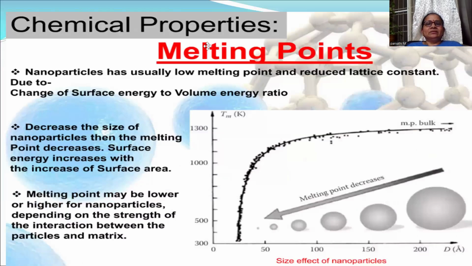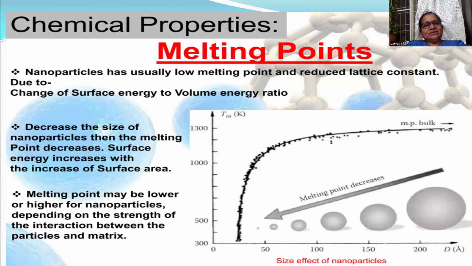Now let us see melting point, under chemical properties. Nanoparticles usually have low melting points and a reduced lattice constant because they are very tiny. So the melting point is very low compared to bulk scale materials. The lattice constant also changes due to the change in surface energy to volume energy ratio. So as the size of the nanoparticles decreases, the melting point decreases.